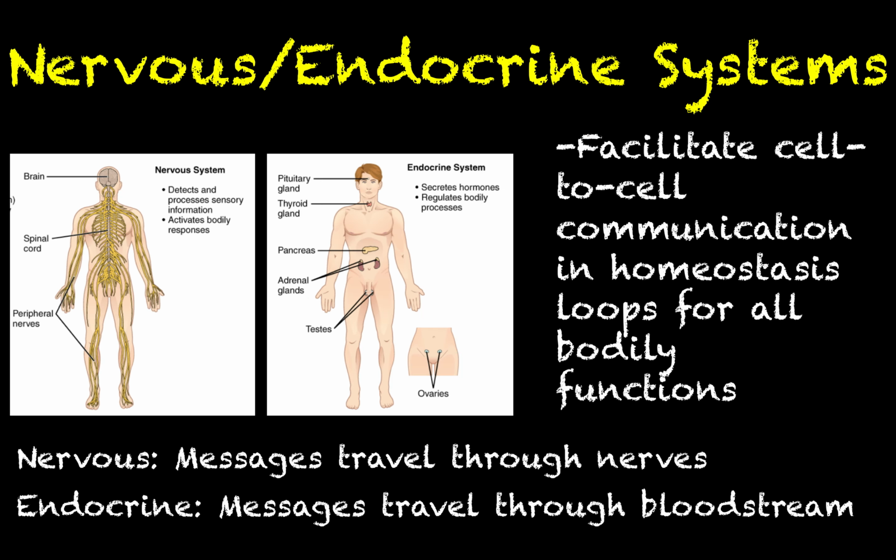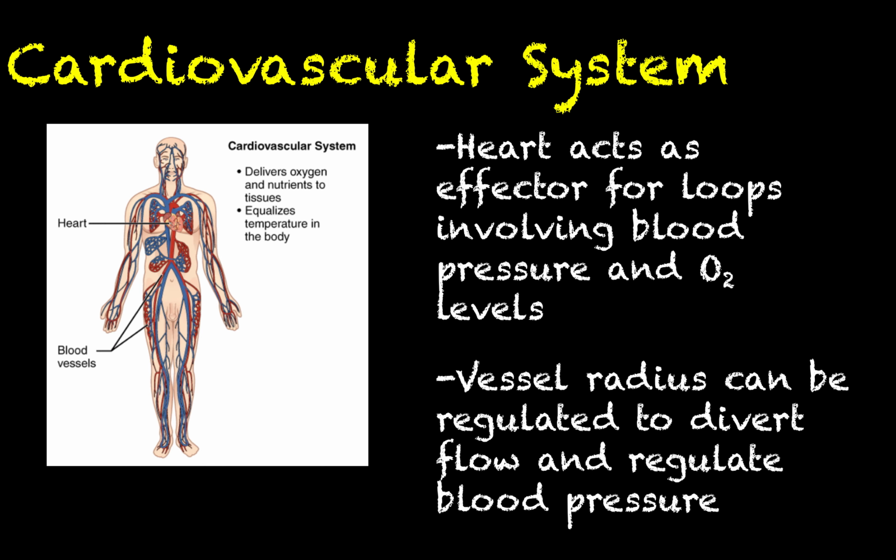As for the nervous and endocrine systems, we are going to have almost entire units devoted to these, but for now, they both facilitate cell-to-cell communication in homeostasis loops for a wide variety of different bodily functions. And we discussed in the very first video, of course, that both of these systems involve long-distance communication in the body. For the nervous system, of course, the messages travel long distances via nerves, and in the endocrine system, this involves hormonal messages traveling through the bloodstream.